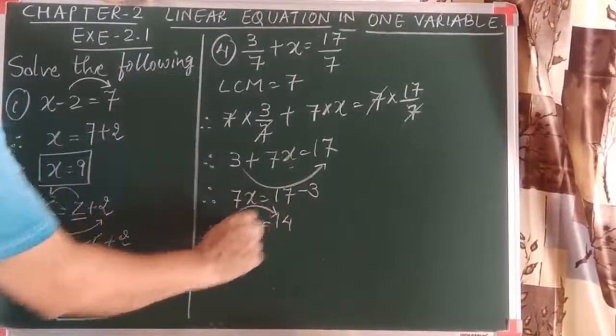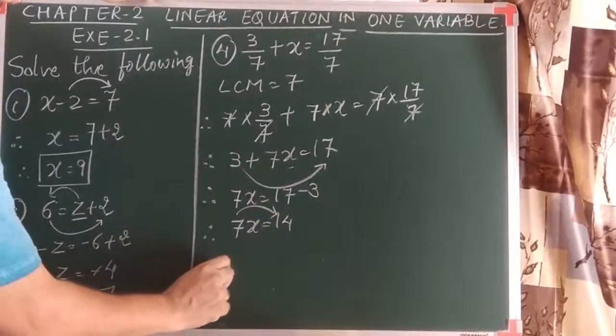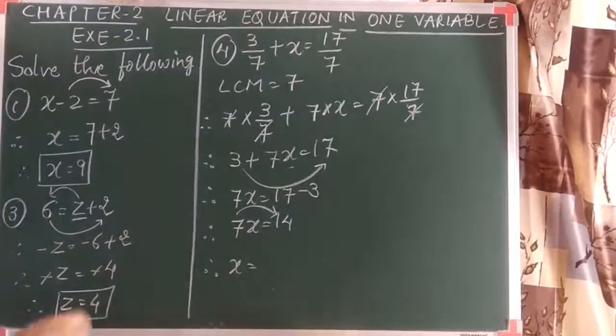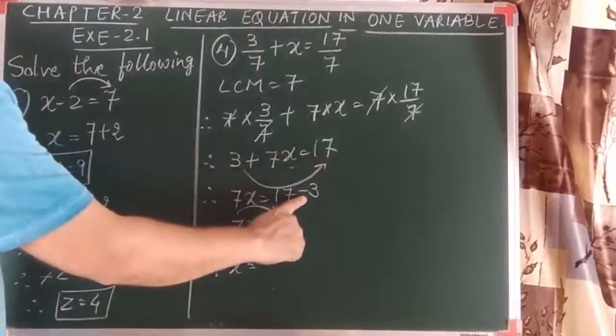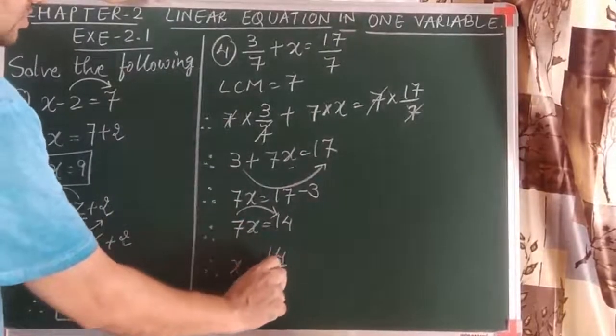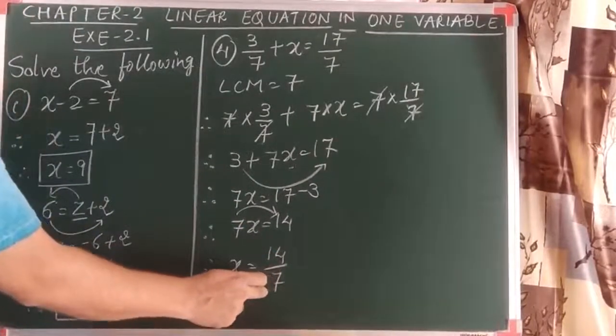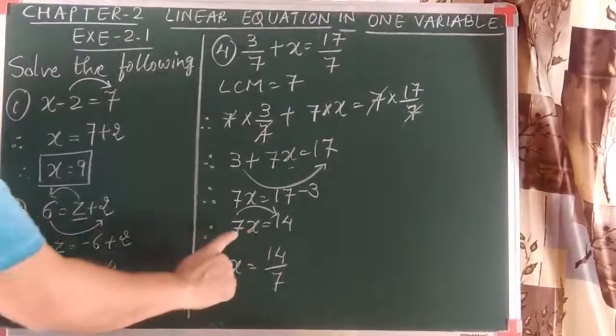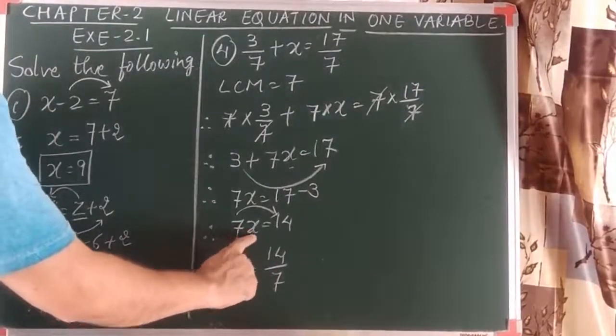Now we have to find out x. So we have to take 7 to the right hand side. अब देखो यहाँ पे, यहाँ जब 3 सामने गया तो माइनस में आया. But when we are taking this 7 to the right hand side, it comes in the denominator. क्यों डिनोमिनेटर में आ रहा है? Because here 7 and x have the relation of product.